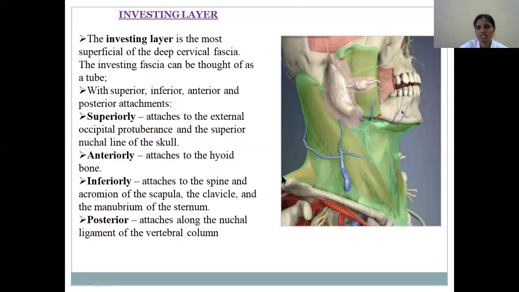Then from the cervical spine, meaning the spine of the 7th cervical vertebra, if you trace forwards, it extends onto the scapula, spine and acromion process. Then from the acromion, it extends onto the clavicle. So this is the upper surface of the clavicle. Then it reaches the midline, where there is the suprasternal space, the notch. So this is the lower attachment and upper attachment of the investing deep cervical fascia.